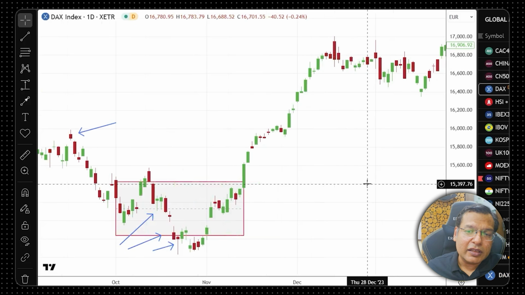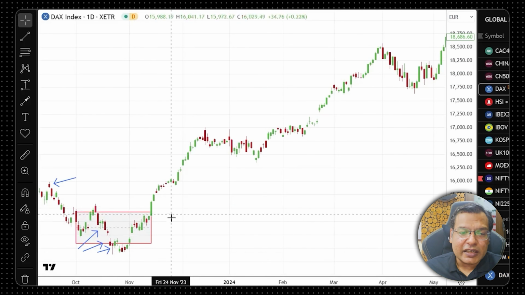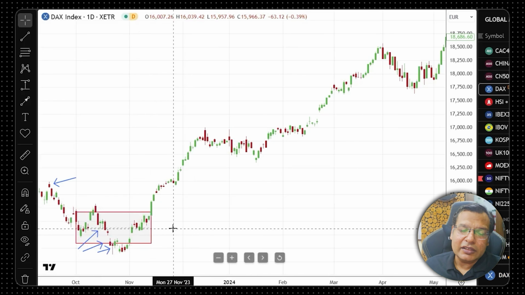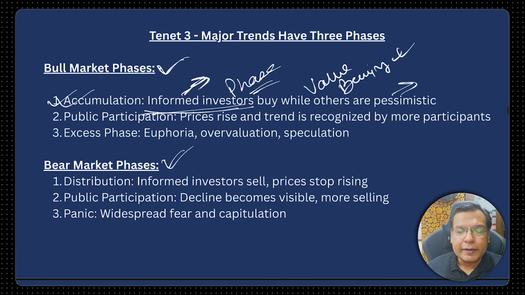And then comes the next part, the public participation part. Once they have started buying at this point, and once they have done their accumulation, slowly the market will stop falling, and then news will start spreading that the market has stopped falling, the FIIs are buying, the DIIs are buying. Now this type of news will start rolling out on social media. When you go to Twitter, every time you will see a table posted after market: FII bought this much, DII sold this much, right? Those tables.